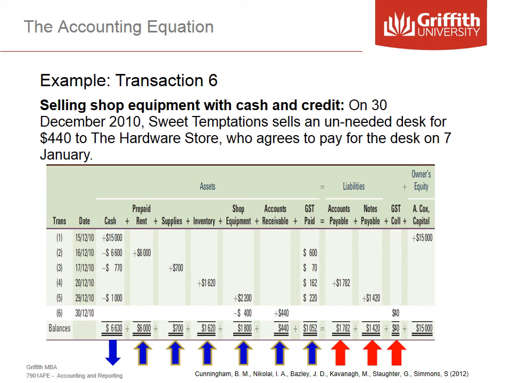The next transaction here is purchasing shop equipment, with cash and credit. Right, so they sell a desk for $440, and the hardware store agrees to pay for the desk on the 7th of January. Okay, so there we go again. We're collecting some GST this time because the transaction is going in the other way, and because they've sold it, the equipment goes out of the business, and because it's not going to be paid for another 30 days because they've given credit, they have an asset which is accounts receivable.